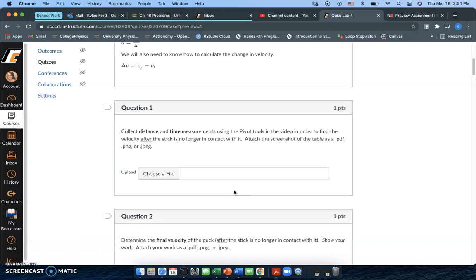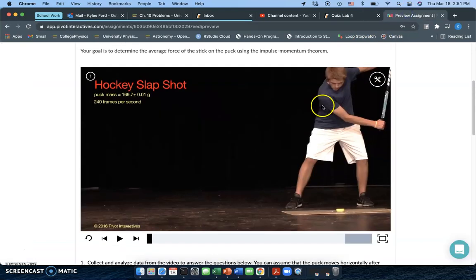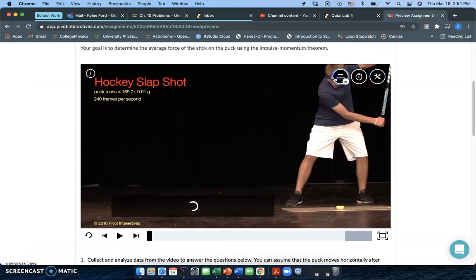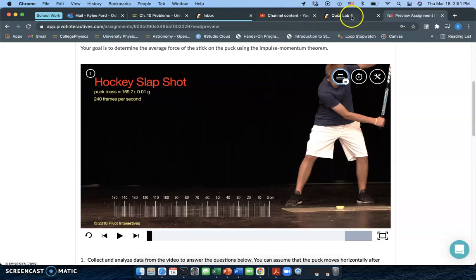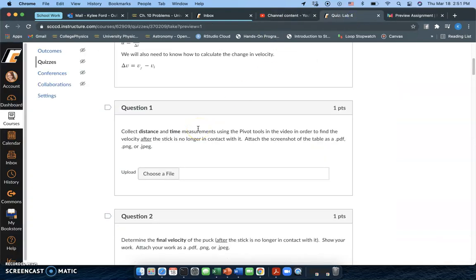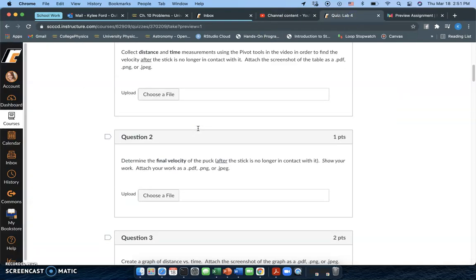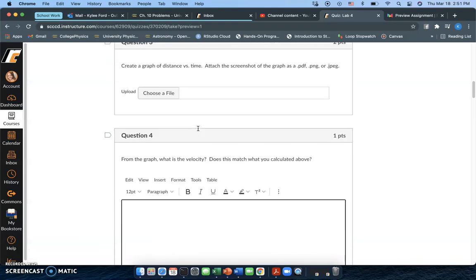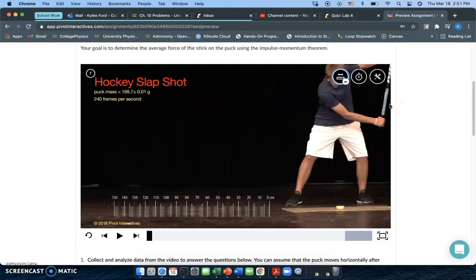So the first thing, you want to collect your data and distance and time measurements using these tools over here in the video. And after that, you can determine your final velocity of the puck after the stick is no longer in contact with it. And then create a graph of distance versus time. So that's going to be the first portion of this lab.